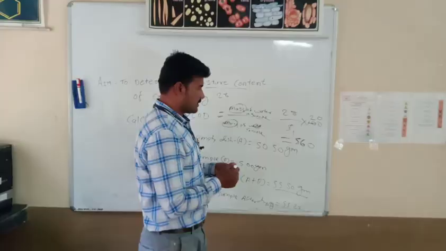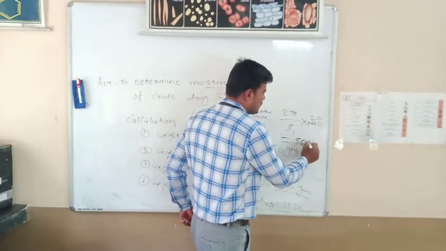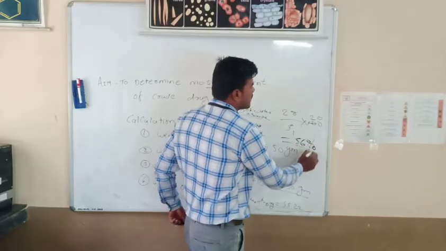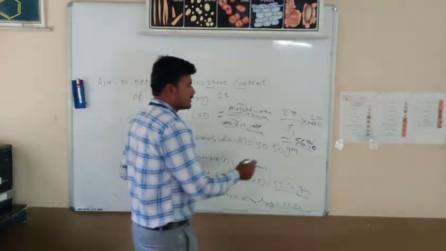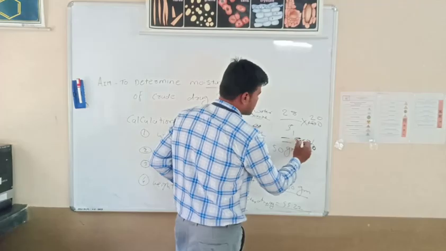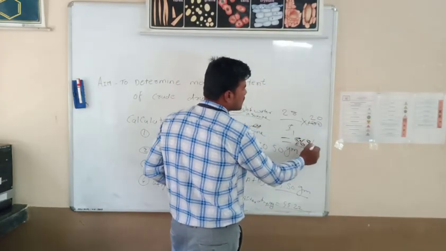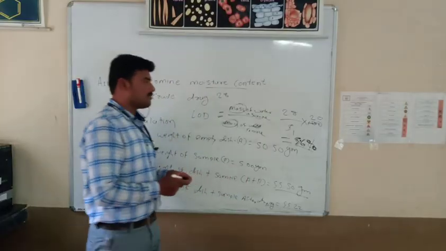So 5.6% is the answer. 5.6% is the moisture content in the plant material.